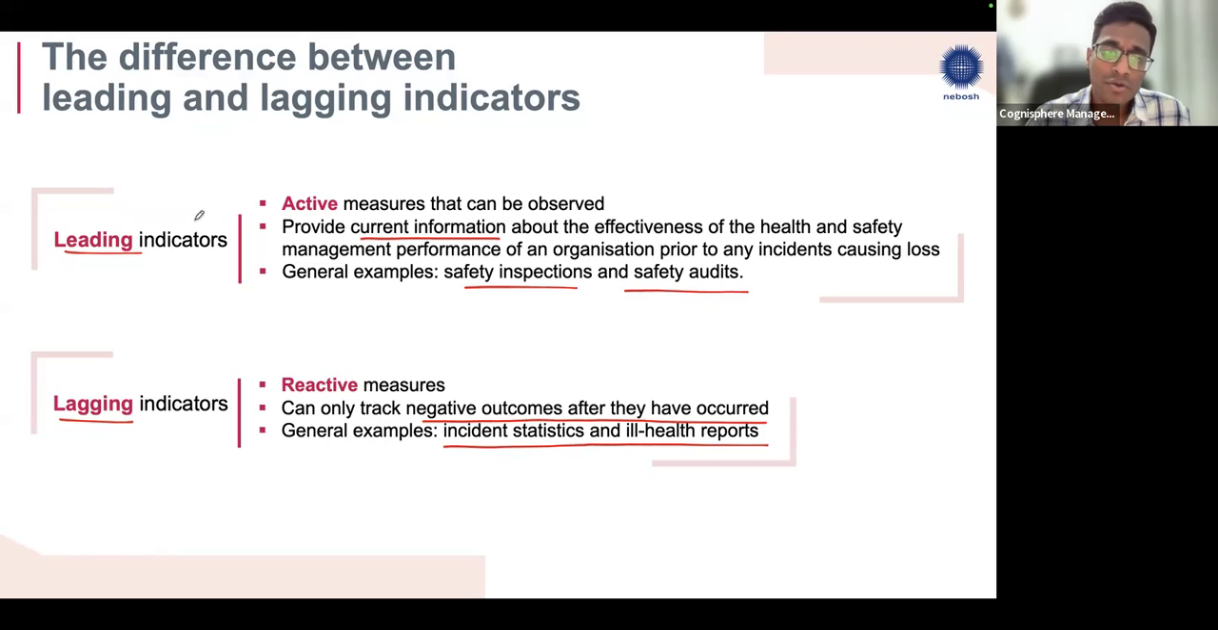So they are all used as an indicator. So it tells you how your performance is going to be in the future. What is the probability of an adverse event occurring in the future? Will it increase or will it decrease? Okay.